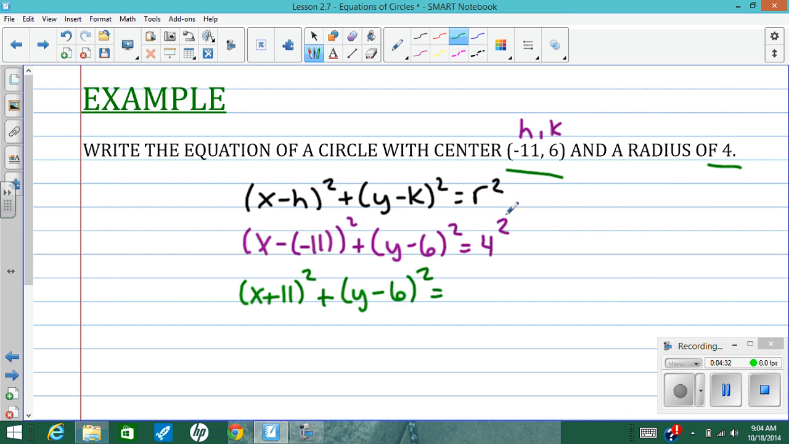And I can leave the right side of my equation as 4 squared or 16. I like to write it as 16. I like to actually do the square of the radius. And that's it. We're not looking for x, we're not looking for y, we're looking for an equation. So we should have an x, we should have a y, and it should look just like this. We should have something squared plus something squared equals 16, or 4 squared.